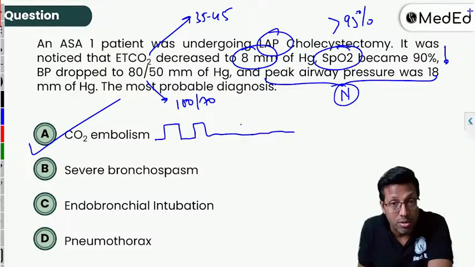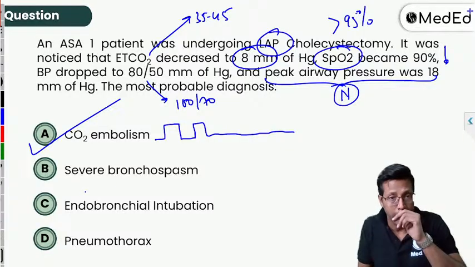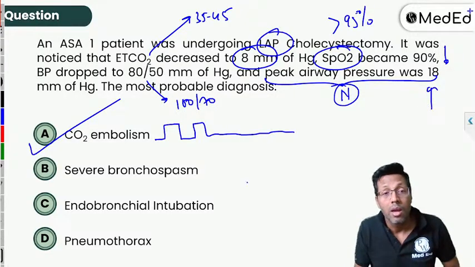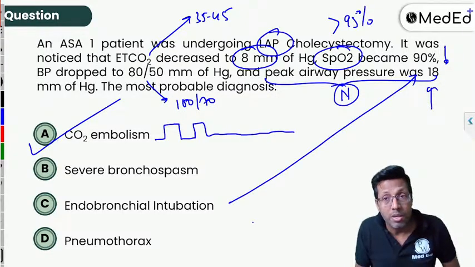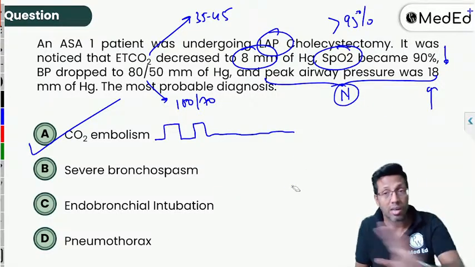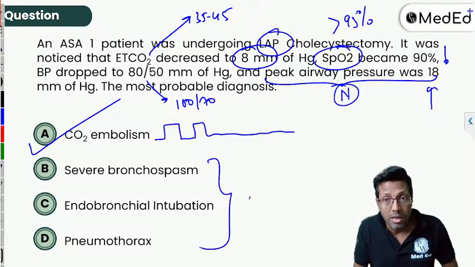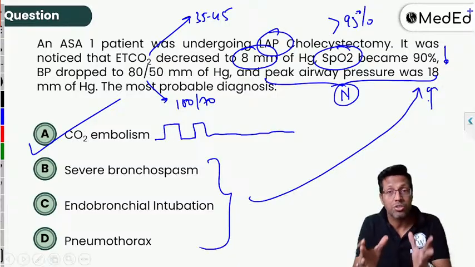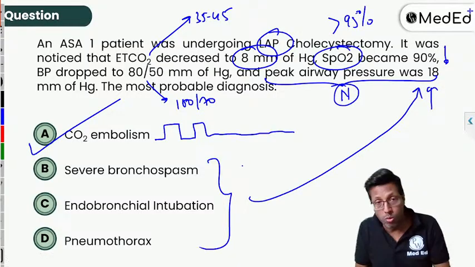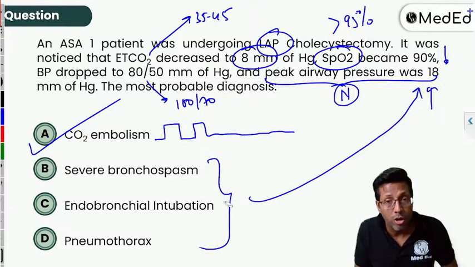What are the other causes? So you can get this graph. I'll discuss this again. In bronchospasm, because there is a spasm, the peak airway pressure is going to increase. With endobronchial intubation, again, the peak pressure will increase. Pneumothorax, again, the peak pressure will increase. Even if we don't see the graph, all three conditions, whether bronchospasm, endobronchial intubation, or pneumothorax, are going to increase the airway pressures.